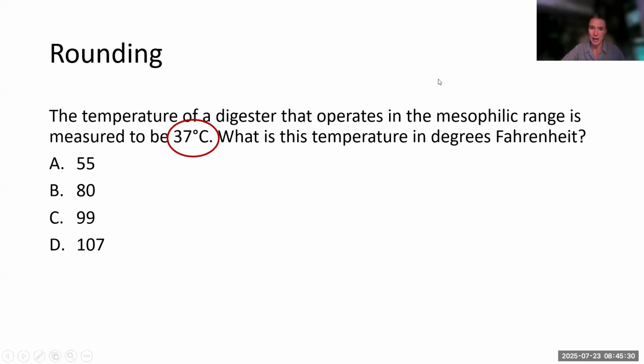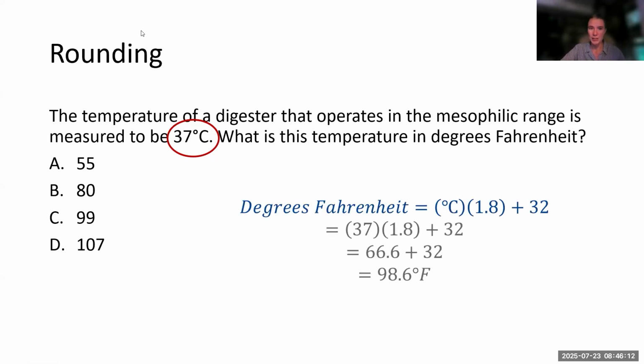So let's look at an example of that. Here we've got a temperature of a digester that operates in the mesophilic range, and it's measured at 37 degrees Celsius. So what is that temperature in degrees Fahrenheit? What this story problem is asking you to do is find the temperature in degrees Fahrenheit. So just convert basically this degrees Celsius to degrees Fahrenheit. That's a pretty common one since we use Fahrenheit often in the US and territories, and Celsius is really common in Europe. So we've got to be able to move between both of them.